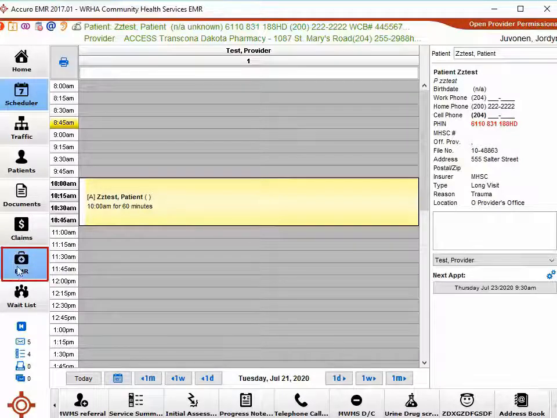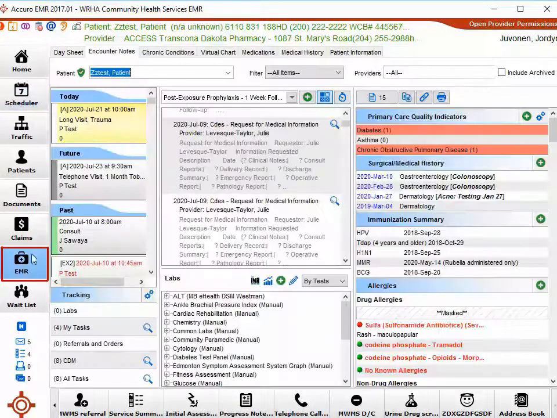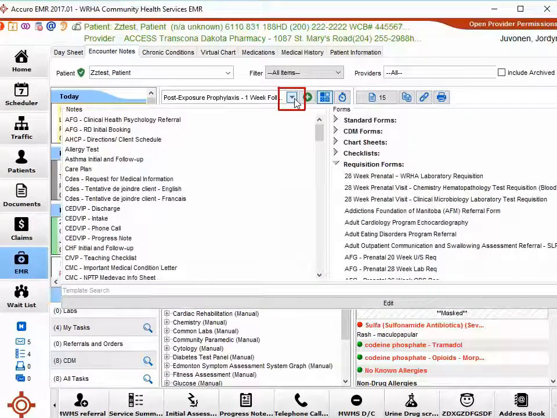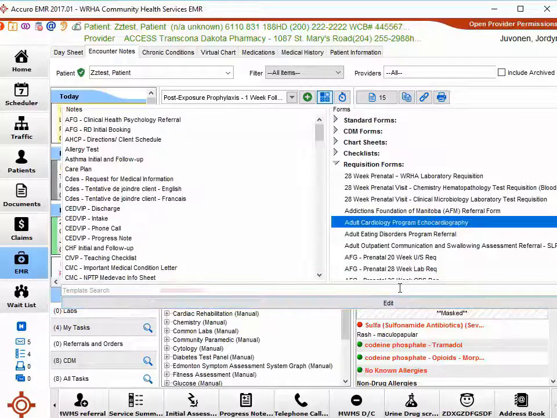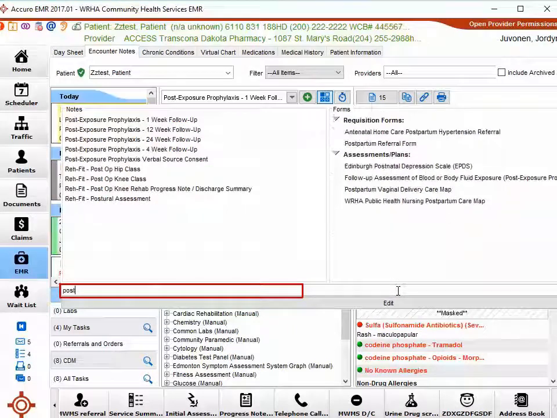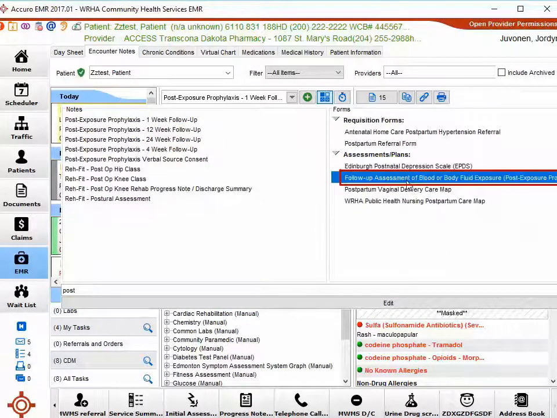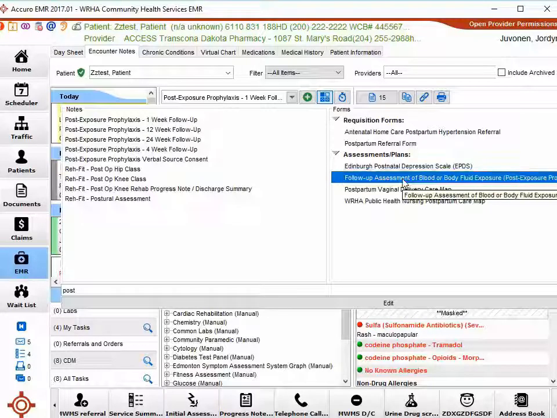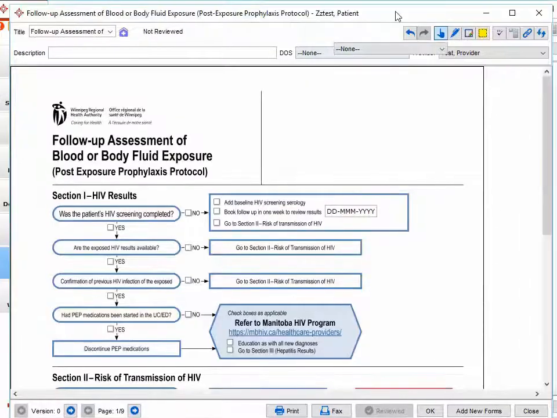Within the EMR section, select the Encounter Notes tab at the top and select the arrow over to the right-hand side. This will open up the drop box. From here at the bottom, we can search for post-exposure and select the follow-up assessment of blood or body fluid exposure. The form will present. The provider fills in the form as necessary and selects OK to save to the chart.